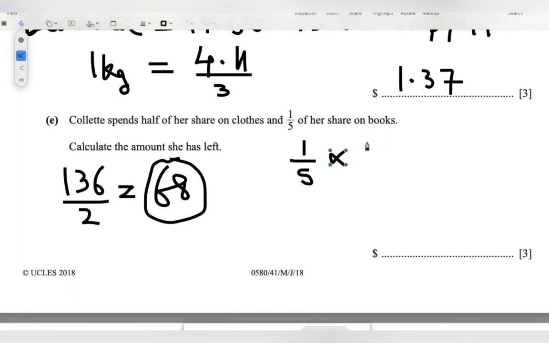Her share is 136, right? Is it 136? So 1/5, meaning 136 divided by 5. What are we going to get? 136 divided by 5 equal to what?